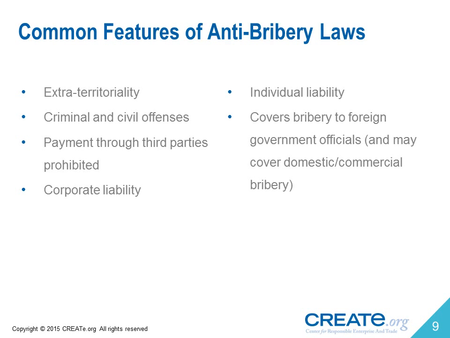Some common features of these laws. I mentioned before extraterritoriality, that is, application outside the borders of the country enacting the law. Most include both criminal and civil offenses, not all, but most. All of the major anti-bribery laws cover bribery of a foreign government official, but the UK Bribery Act and the Brazil Clean Company Act cover domestic and commercial bribery as well, that is, company-to-company bribery. All of the laws prohibit paying bribes through third parties working on a company's behalf or benefit, hence the need for third-party due diligence, which will be our main focus for today. And they apply both to companies and to individuals. And we see individuals facing significant jail time for violations.